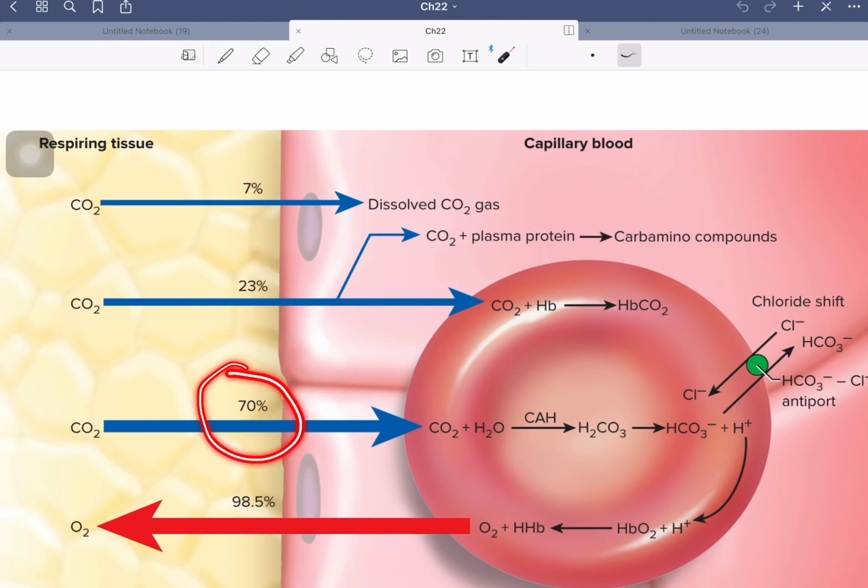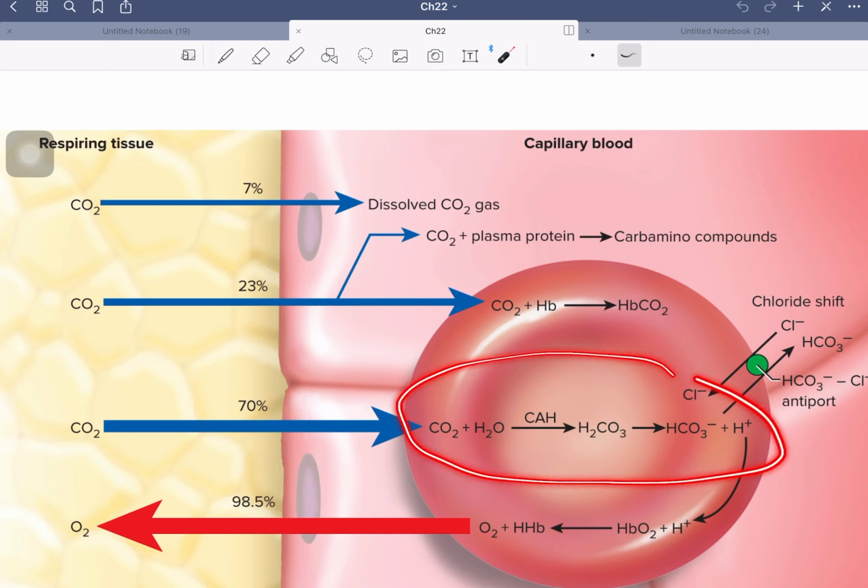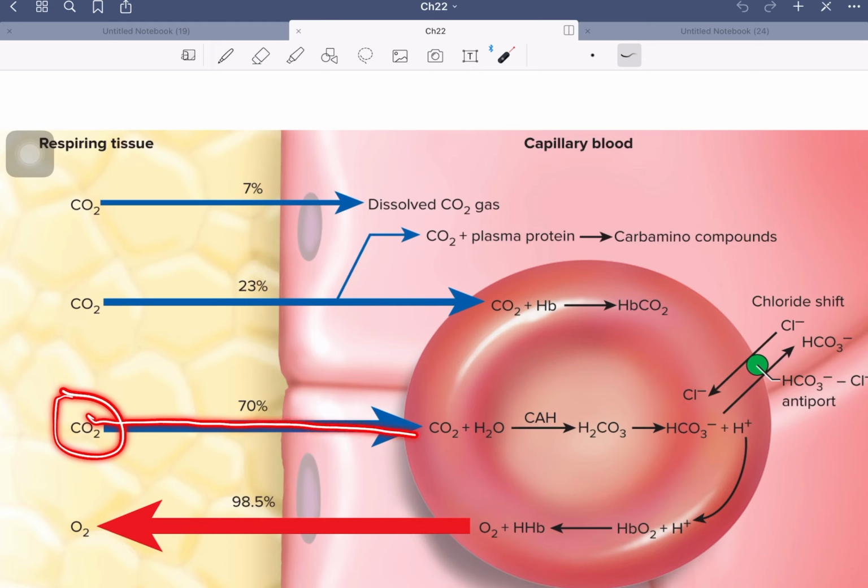Most of the CO2, about 70%, gets involved in this equation. Now, this equation isn't as bad as it looks. It's fairly straightforward. Let's walk through it. Remember, CO2 goes from high concentration to an area of low concentration. And what happens is CO2 within the red blood cells interacts with water. Of course, there's water there. It's abundant. And it uses an enzyme called carbonic anhydrase, and it forms this acid. Now, this acid then breaks apart. It dissociates into bicarbonate, that's the HCO3, and also into one hydrogen.